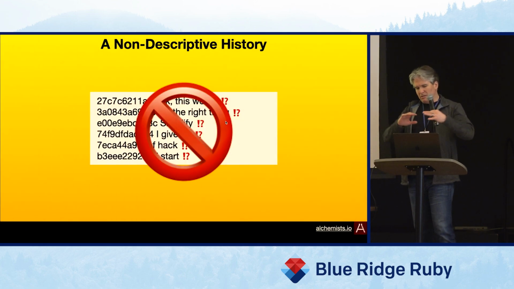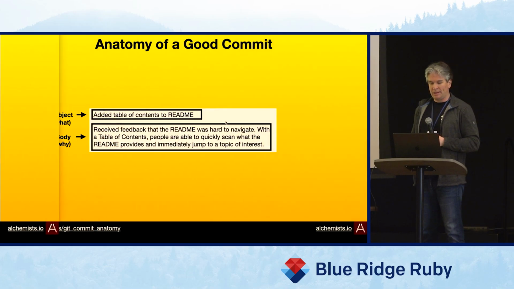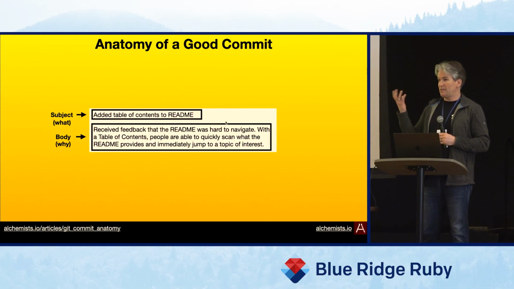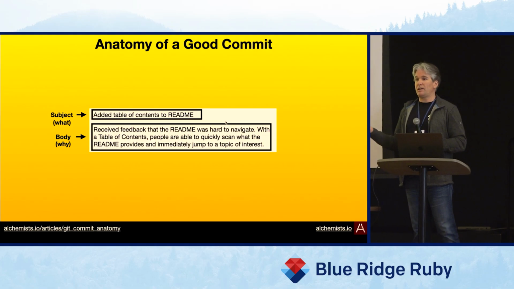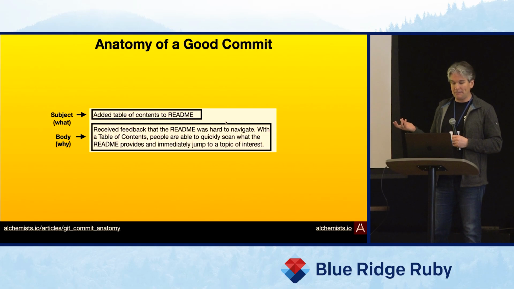My slides are a little compacted here, but basically, you have some bad Git commits, and people are not writing them with good subjects, bodies, and so forth. You want to get away from that non-descriptive history. What you really want is a good Git commit that has a subject that explains the what. What is it that you're doing? And then the body follows that up and explains why. Why is it that we're adding this to the repository?